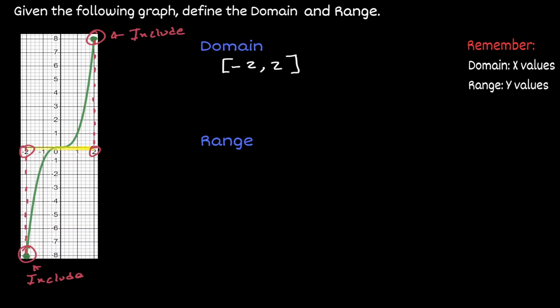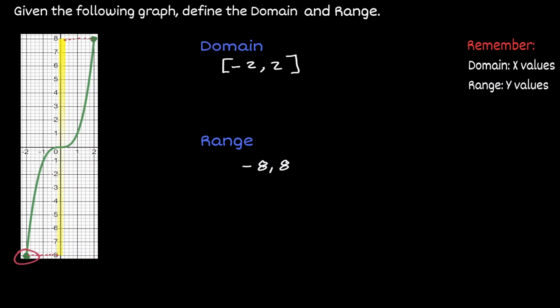Now let's take a look at the range. For range, let's look at all the possible y values that this function has. So let's start by looking at the y-axis of this function. But notice that starting from 0, the highest y value that this function gets is +8. And starting from 0, notice that the lowest y value that this function gets is -8. Therefore, our range is between the values of -8 and +8. So the left bound is -8. The right bound is +8.